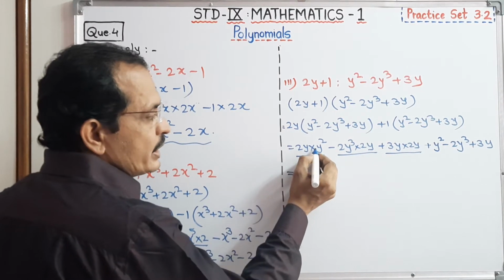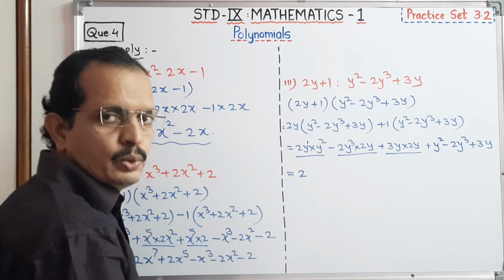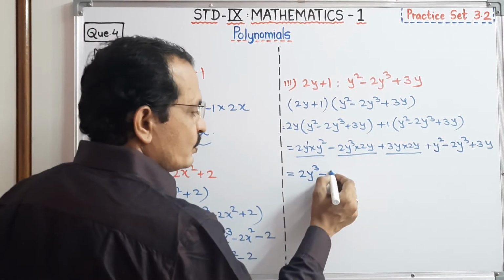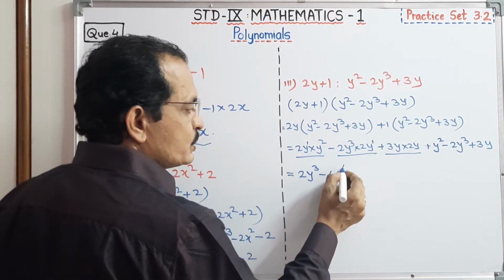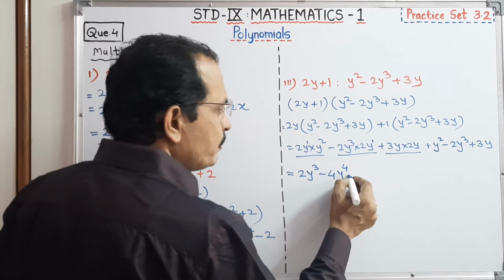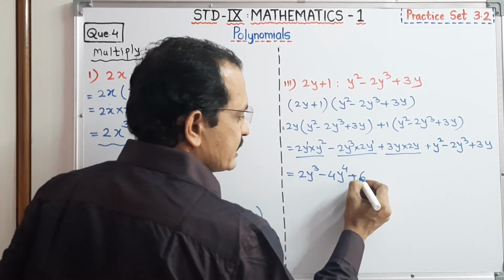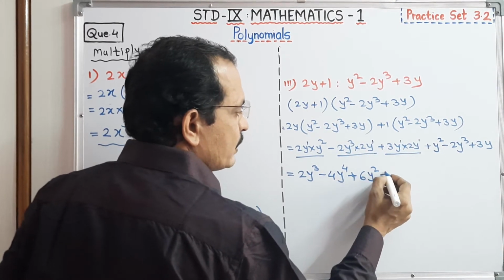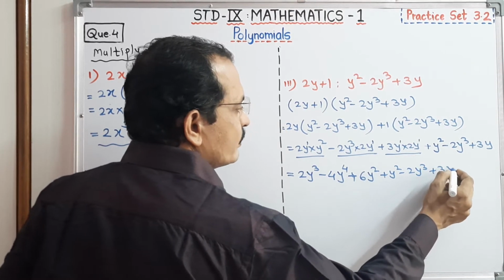Coefficient is 2. Here it is 1. 2 ones are 2. Y raised to 1 and y raised to 2, it is y cube. Minus 2 2s are 4, y cube and y raised to 1, it is y raised to 4. Plus 3y into 2y. 3 2s are 6, and y raised to 1, it is y square. Plus y square minus 2y cube plus 3y.